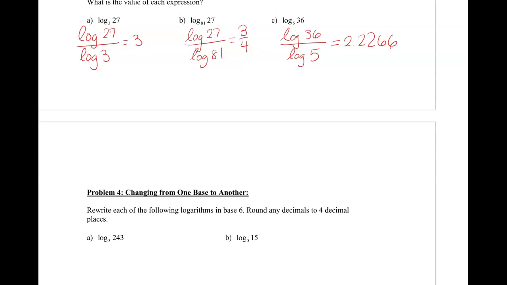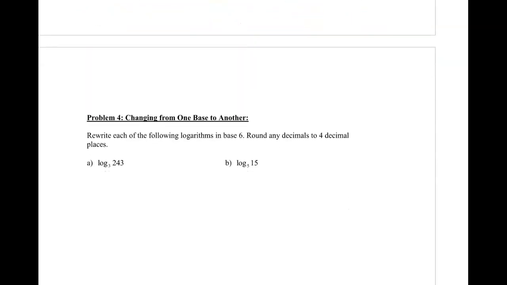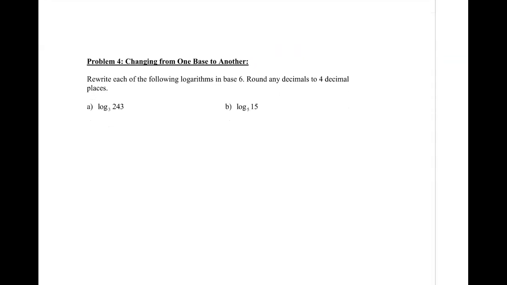And then finally, we just need to change from one base to another. It says, please write the following logarithms in base 6. We need to round any decimals to 4 decimal places. When I say round to 4 decimal places, I mean that at the end. Alright? At the very, very end, round your answer. But until then, if you need to, please use that store button on your calculator.